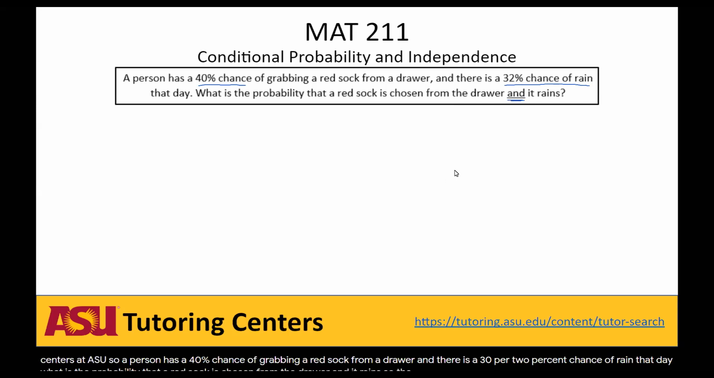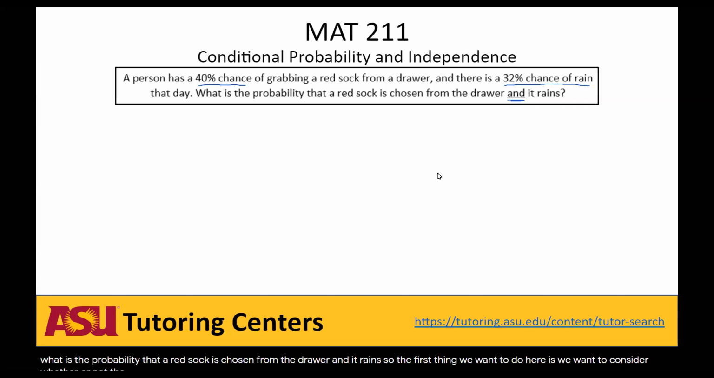So the first thing we want to do here is consider whether or not the events are independent, mutually exclusive, or neither. This will allow us to figure out which way we want to compute the probability of both of these events happening.